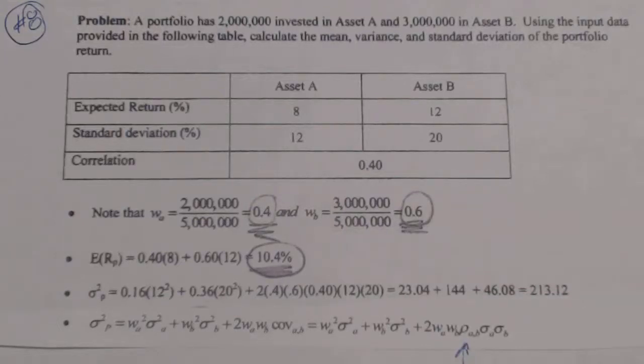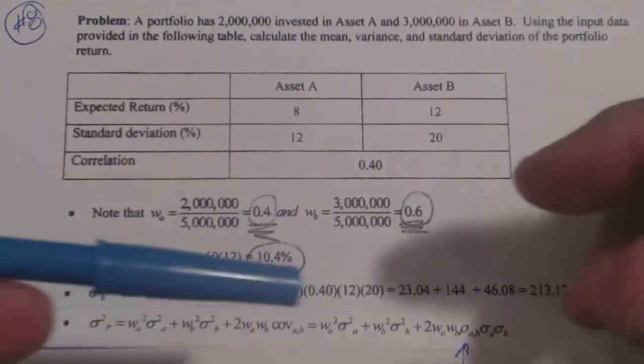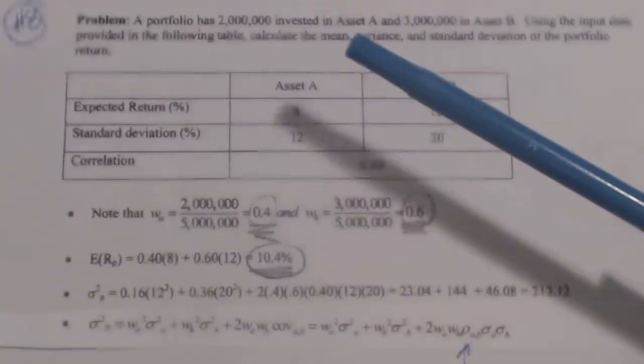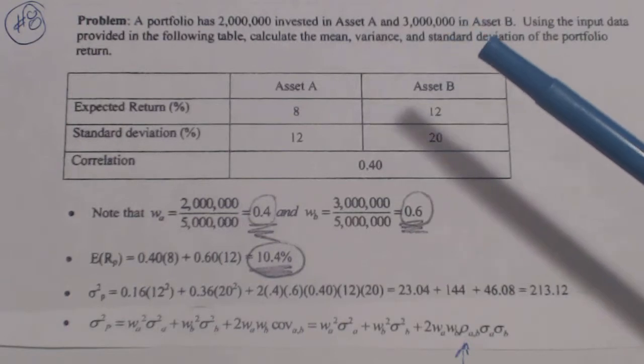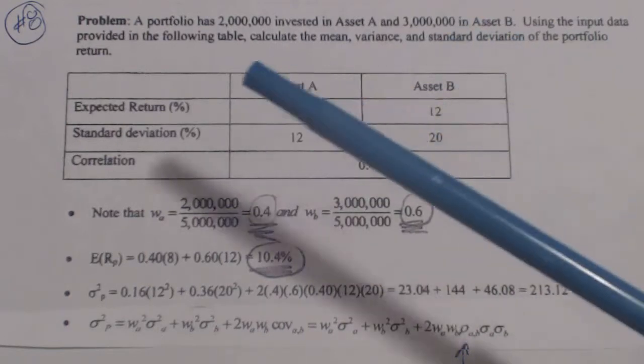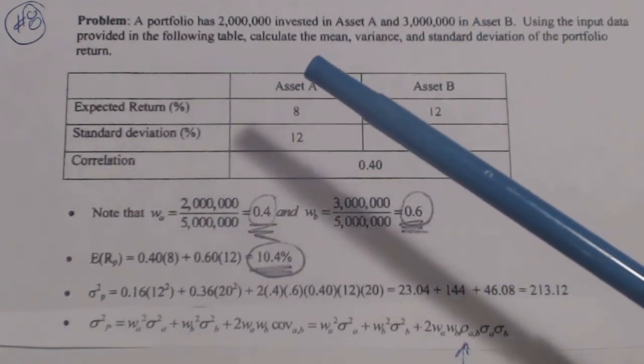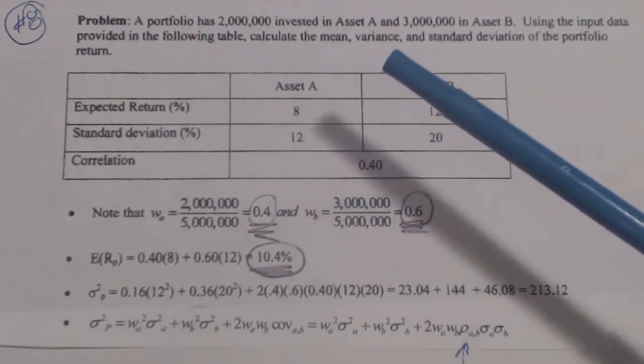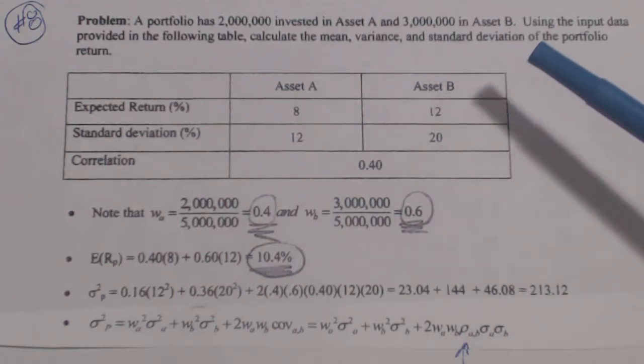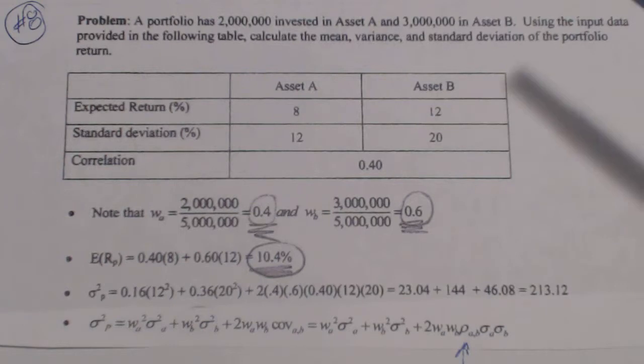Okay, this is Business 342, page number 80, problem number 8. This is actually in your workbook too, exactly the same problem. A portfolio has 2 million invested in asset A and 3 million in asset B. Using the input data provided in the following table, calculate the mean, variance, and the standard deviation of the portfolio.